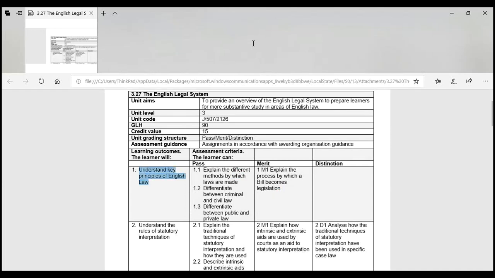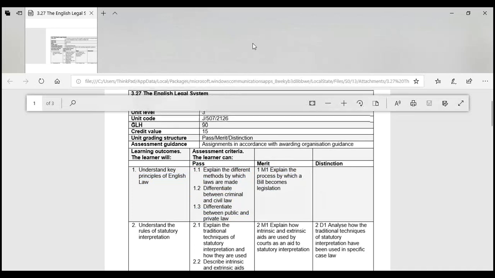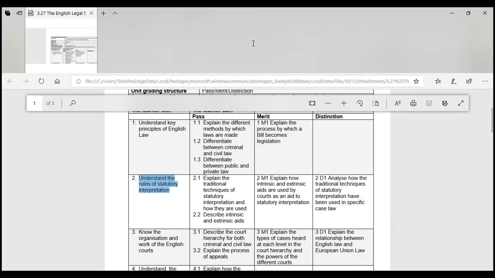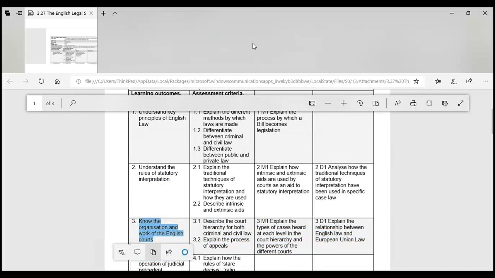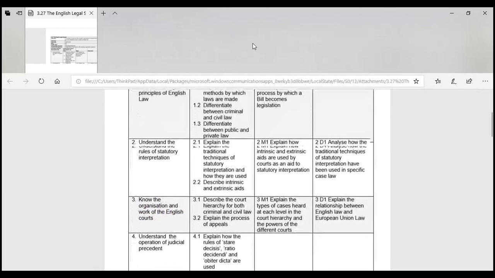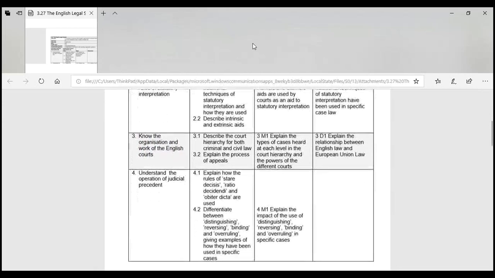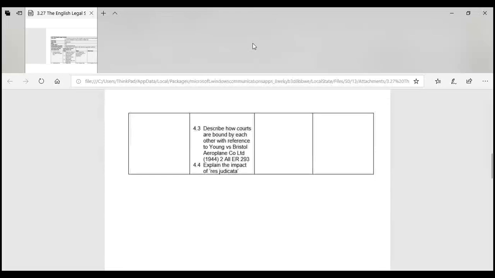So today's lesson will cover LO1. In LO1, we have three assessment criteria to pass and one assessment criterion to get merit. We will discuss these in today's lesson. Lesson two will go through LO2, where we understand the rules of statutory interpretation. Lesson three covers the organization and work of the English courts, the court layout. And lesson four will go through the operation of the judiciary.